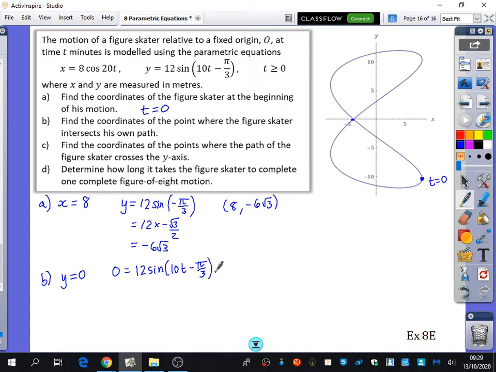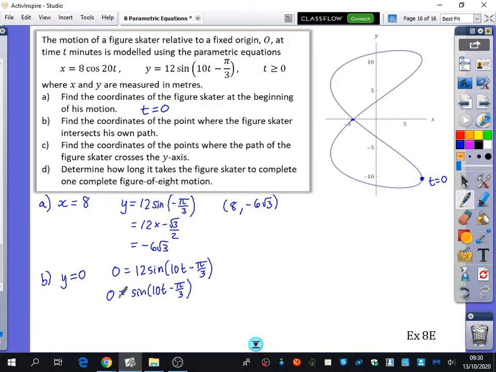So we're going to find out what t is, and then we're going to use that to find out what x is. So I can divide both sides by 12, so I just get 0 equals sine of (10t minus pi over 3). So what values of sine give us a 0? What will the argument, what will the angle be of sine that gives us 0? Think of the 0 degrees or 0 radians.